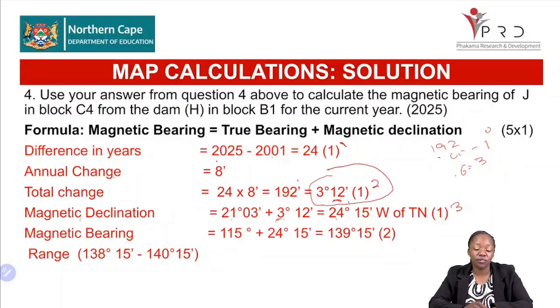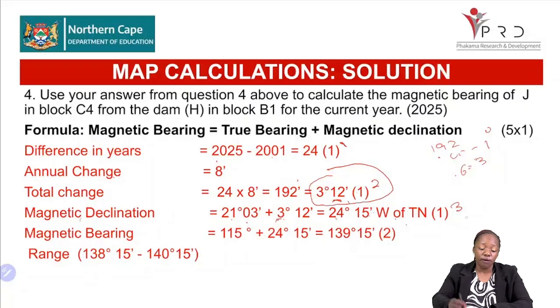24 degrees. Then your 3 minutes plus your 12 will give you how many? Will give you 15 minutes. So therefore, your magnetic declination for 2025 will be 24 degrees and 15 minutes west of true north. So that's your mark number 3.